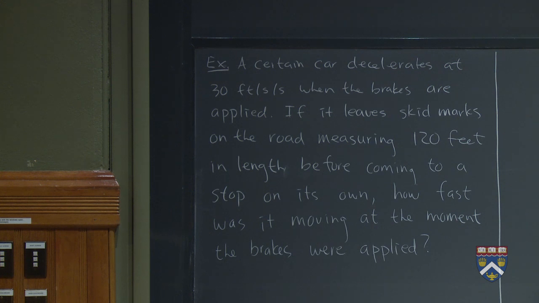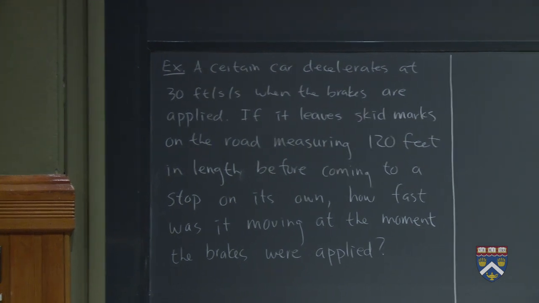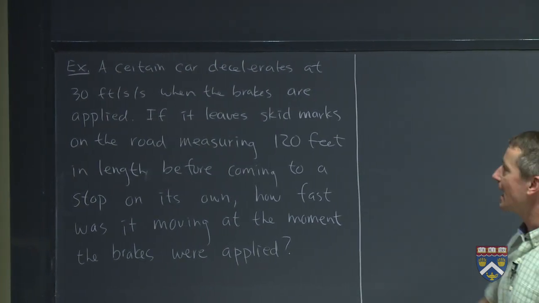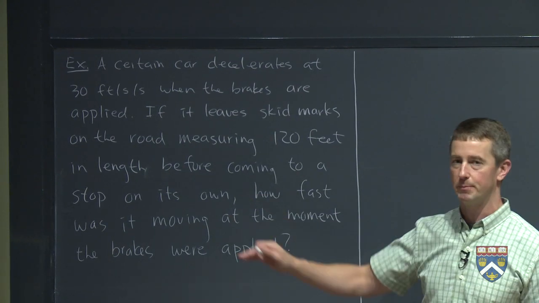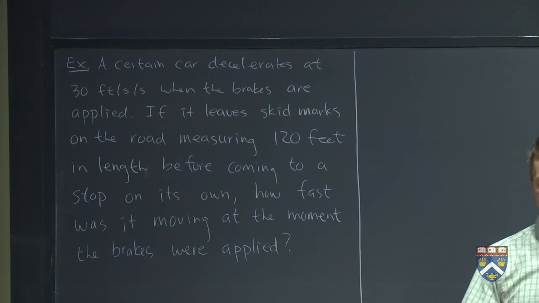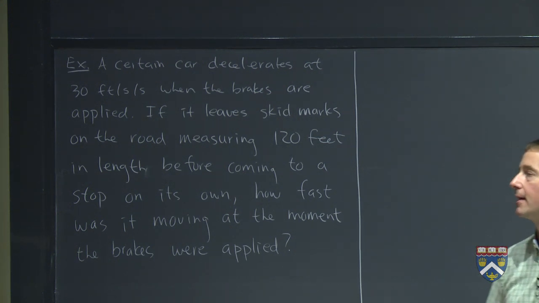So often at the scene of an accident, what will you see some police officers or accident reconstruction experts doing out there? They're measuring the length of skid marks that the car left on the road. So this car left skid marks 120 feet long before coming to a stop on its own, meaning it didn't crash into anything, it just came to a stop of its own volition. How fast was it moving at the moment the brakes were applied? That's what we want to figure out here.